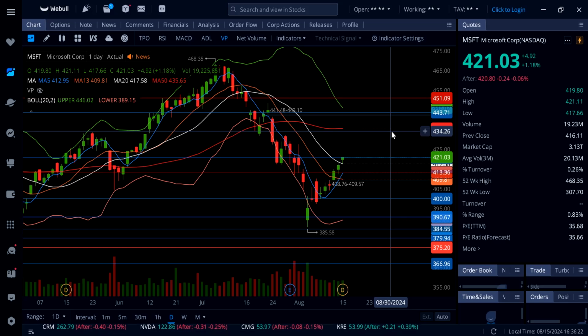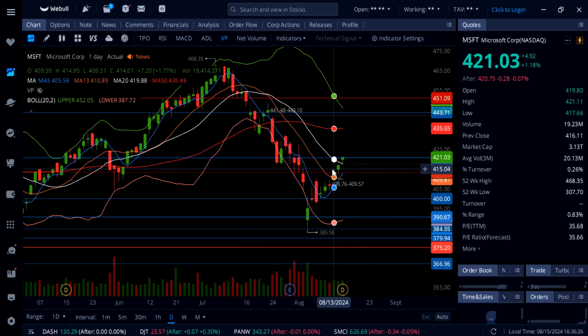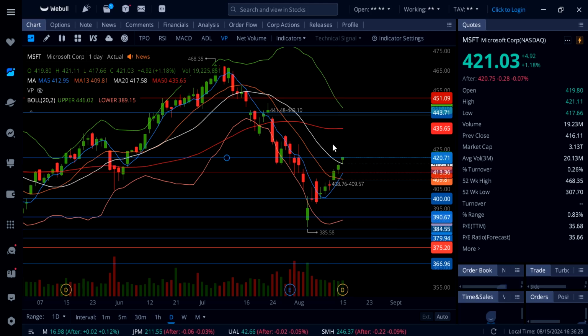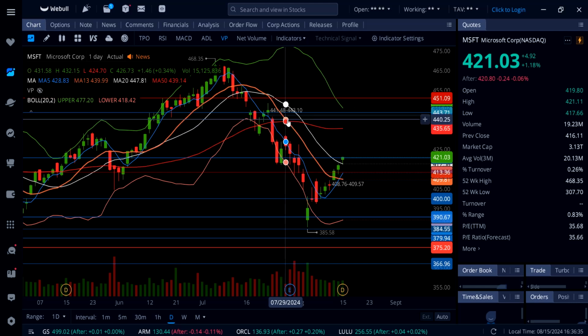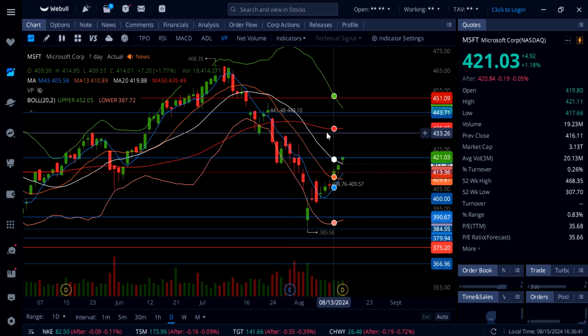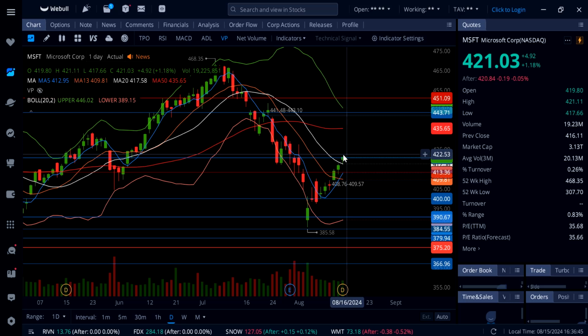On Microsoft, it's up 1.18%. Microsoft going over 420 actually opens the door for a move up to the 50-day moving average 435.65, and maybe even this gap comes into play at 443. Now, a critical level to watch going into tomorrow's session and next week: we need to hold somewhere here, the 20-day moving average 417 and 420.